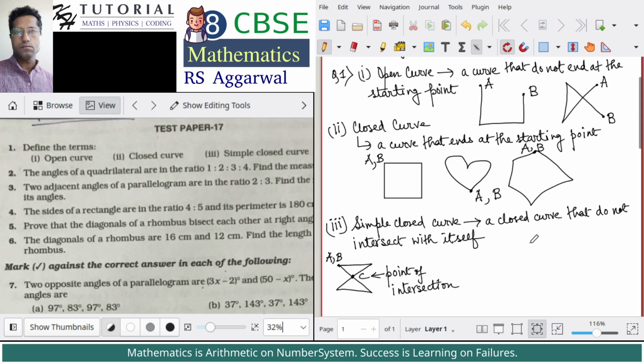A simple closed curve is, let's say, this. This is a circle. Or this is a simple closed curve. This is a triangle. These two figures are not intersecting with themselves. Also, all polygons are simple closed curves. Okay, let's see question number 2.